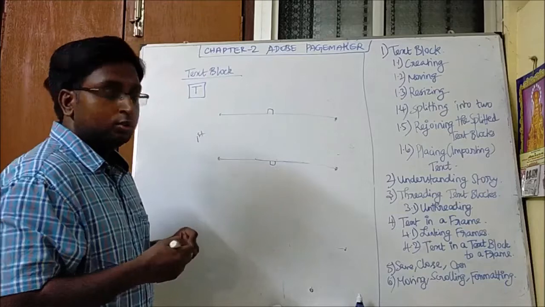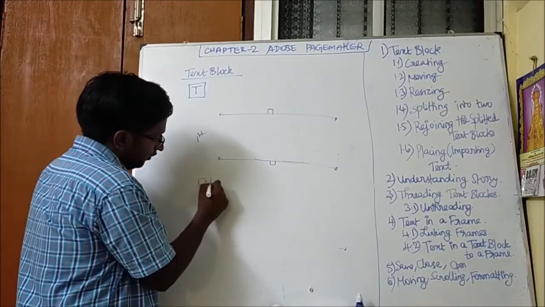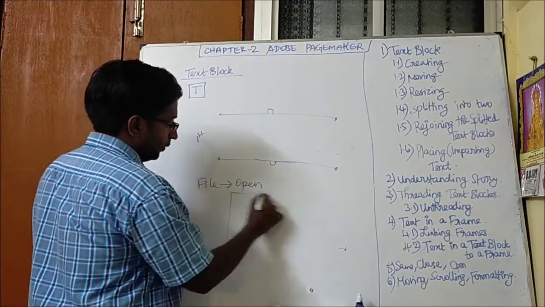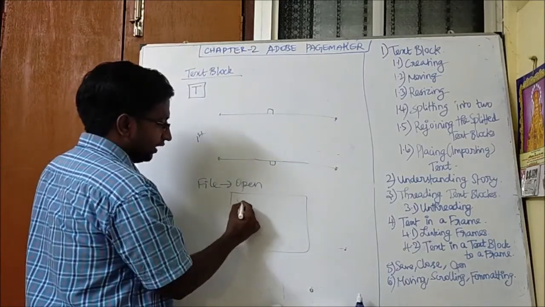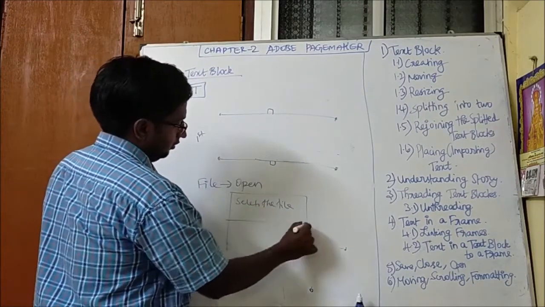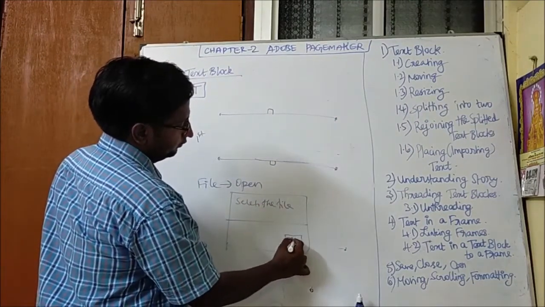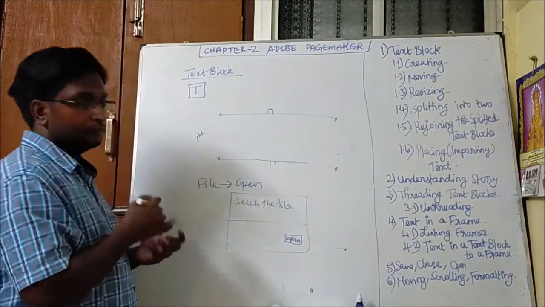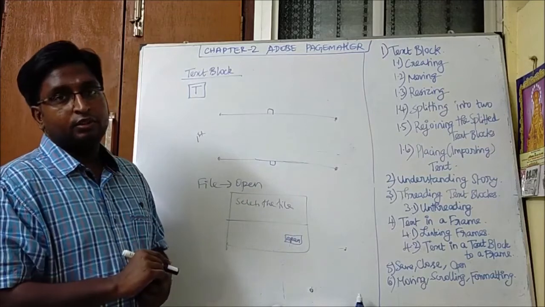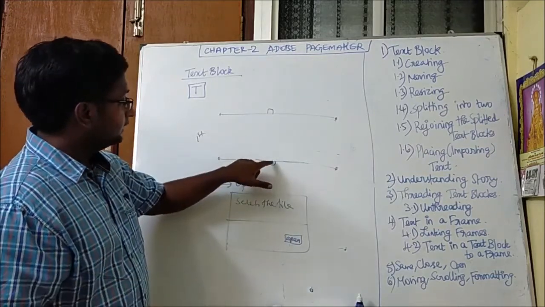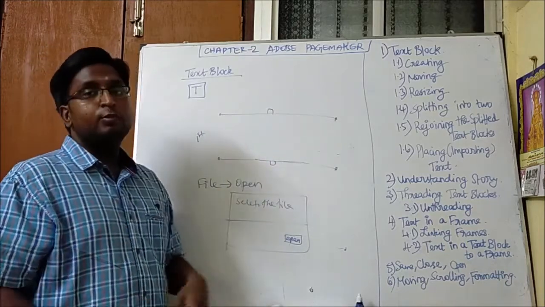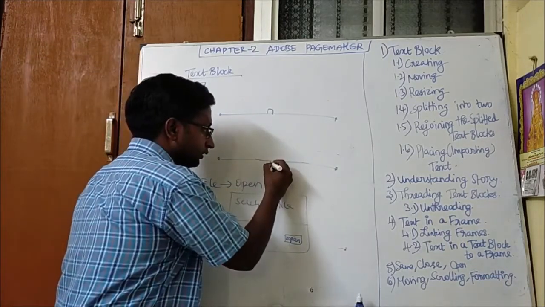Similarly, you can select File, Open, and you will have the Open dialog box. You can select the file and click Open. Before doing this, you have to do one thing. What we have to do is click the handle, and you will be able to see the red triangle inside it.